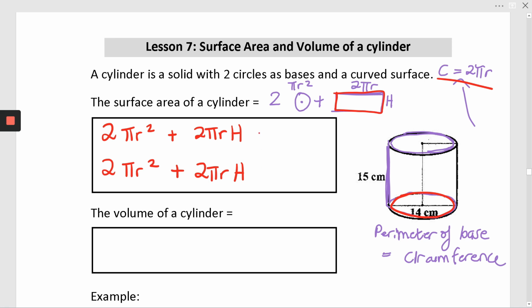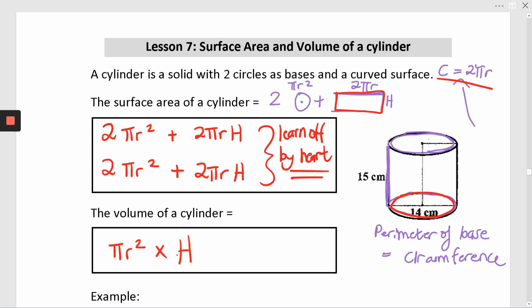So here we have to learn this off by heart. You of course will get it off by heart if you understand the underlying concepts, but either way, you can get away with it even if you're just learning formulas off by heart. That's also okay. Right, the volume of the cylinder is going to be the area of the base, pi r squared, times the height of the prism. So it's going to be pi r squared h. I'm just going to remind you about that. It's the area of the base times the height of the prism.